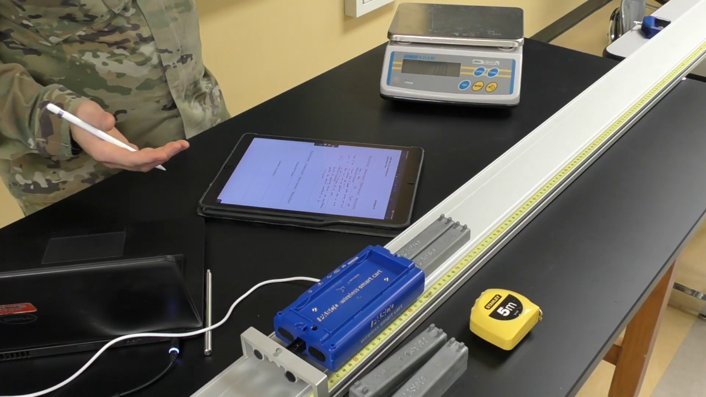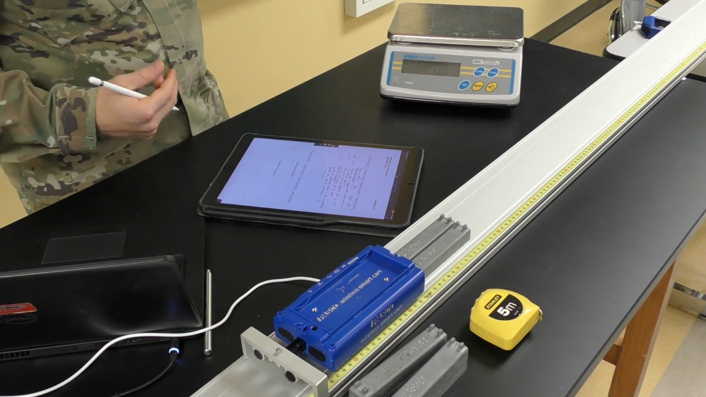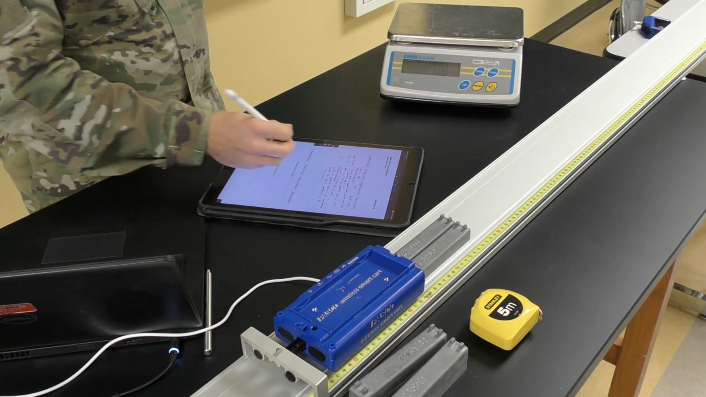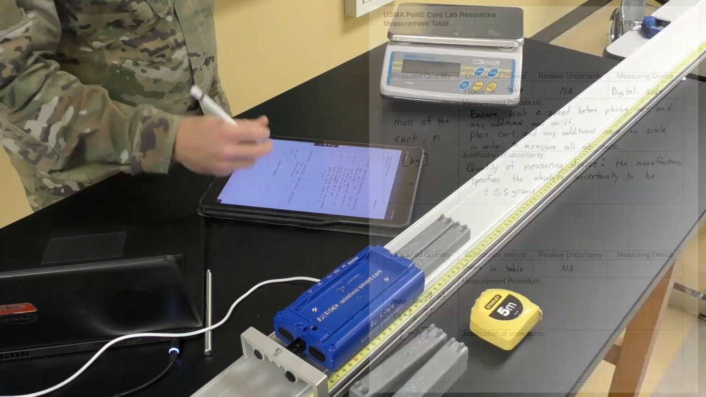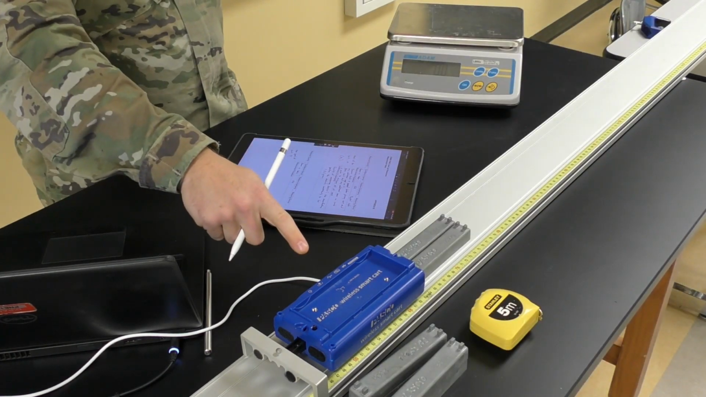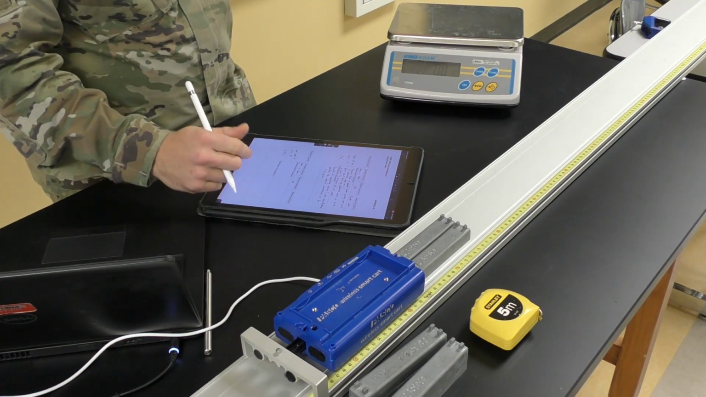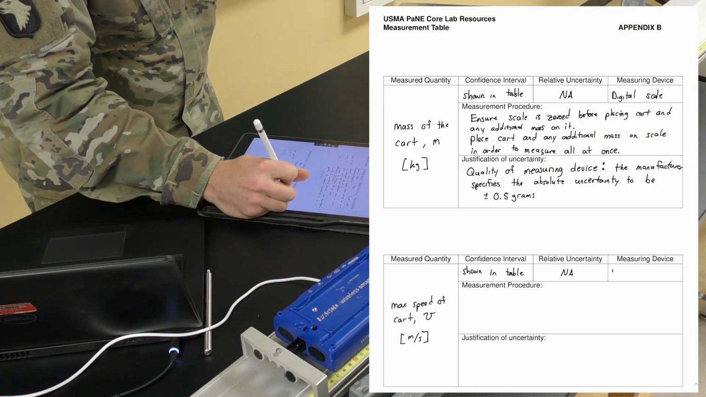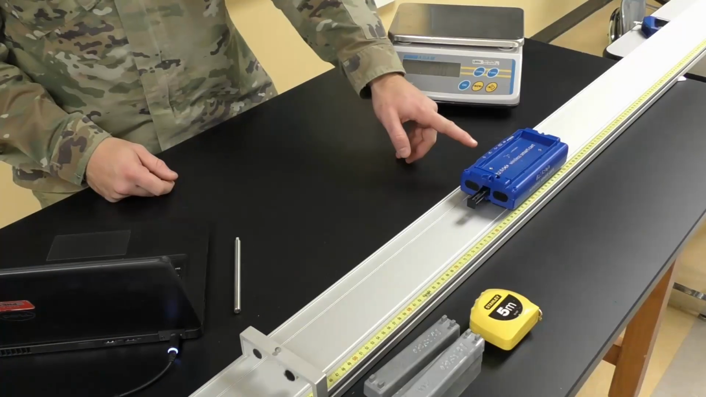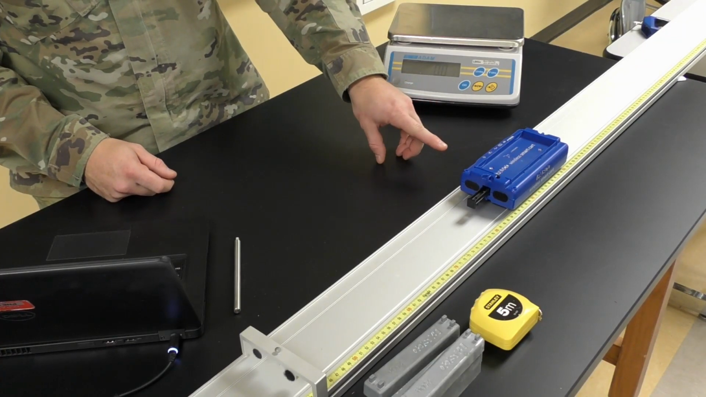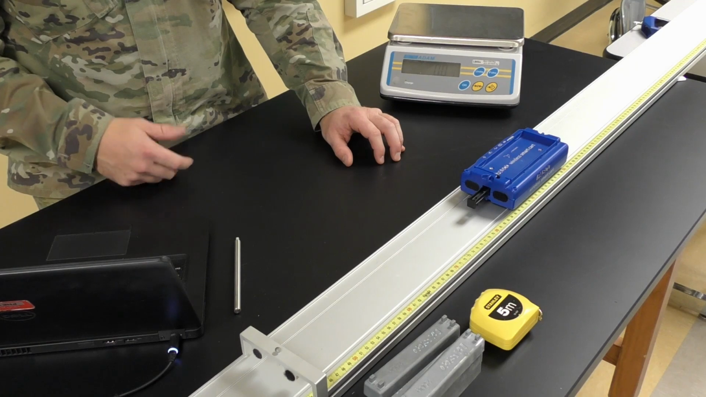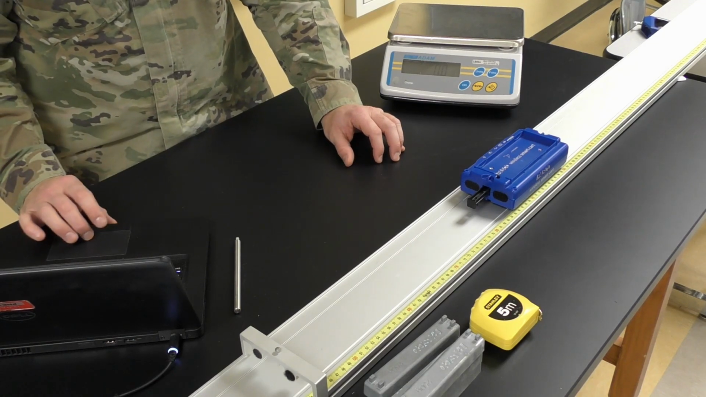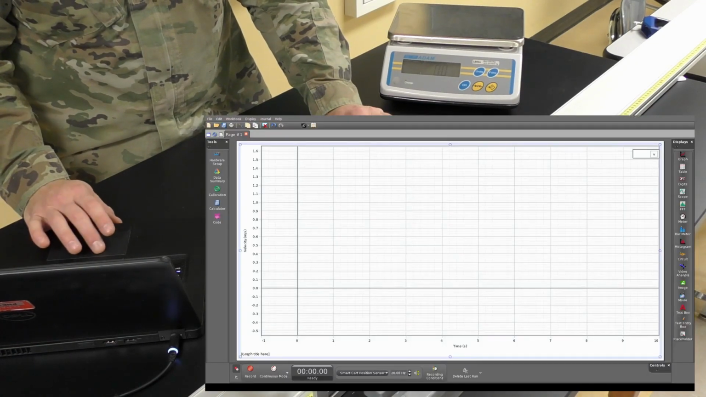The next measurement that I'm going to be taking throughout the course of the experiment is the maximum speed of the cart. And to do this, I'm going to be using the position sensor within the Pasco Smart Cart and Pasco Capstone. My wireless cart has the ability to transmit its velocity to my computer. So I'm going to set up Pasco Capstone to do just that.